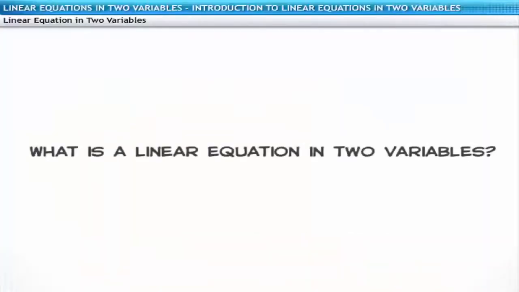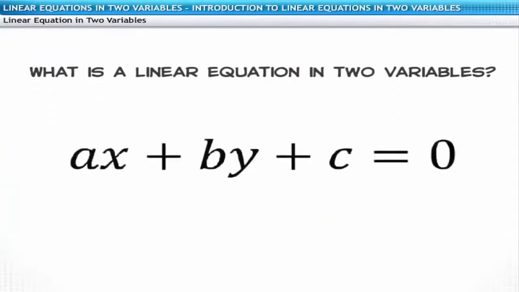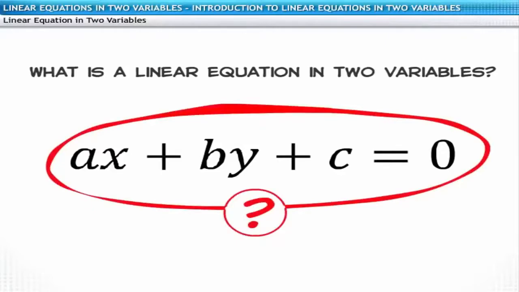What is a linear equation in two variables? An equation of the form ax plus by plus c is equal to 0 is called a linear equation in two variables. Okay, how can we say that this is a linear equation in two variables?